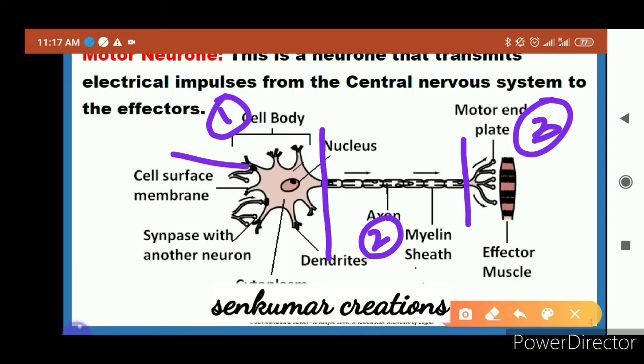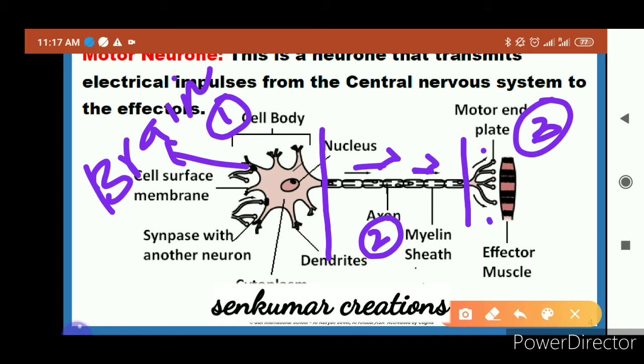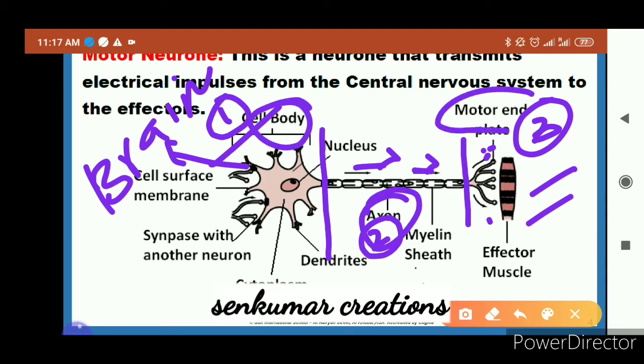Part 1 goes and joins with the central nervous system, or we can call it the brain. This part is conducting or transmitting the electrical impulse, and this area is giving the response to these muscles. So this is what we can say: this motor neuron can be classified into 3 parts. The first part is the cell body, the second part is the axon, and the third part is the motor end plate. Don't forget at any time.